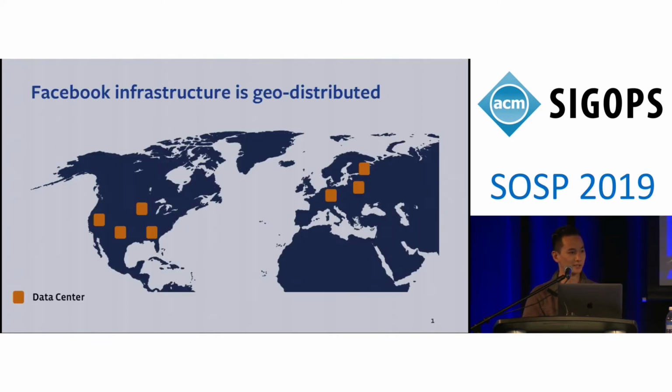Facebook operates a geo-distributed infrastructure with dozens of data centers around the world. And when operating our infrastructure, we care a lot about efficiently utilizing our data centers and also providing our users with the best experience. Routing user traffic has a big effect on both of these, and to show this, I'll first explain how users are routed to our data centers.